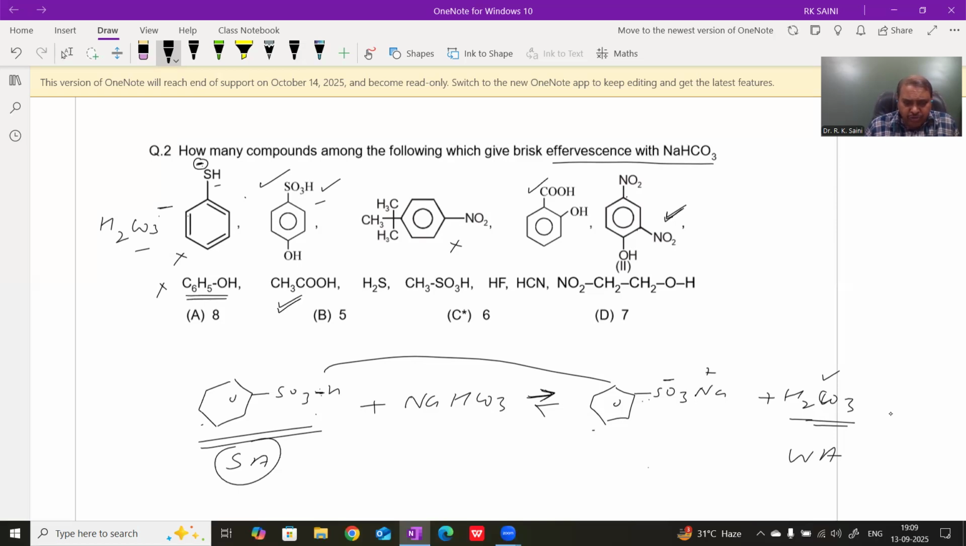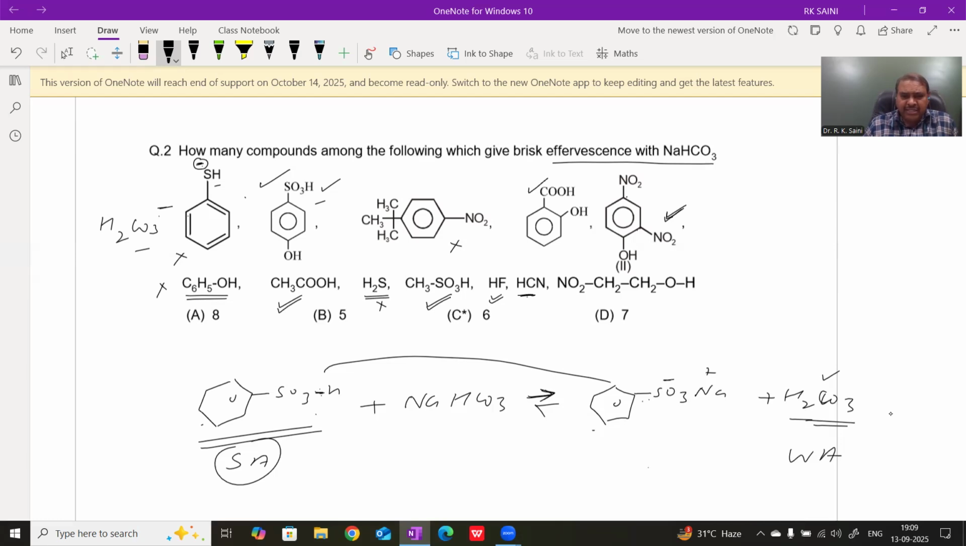Acetic acid is also strong because there are two resonating structures as well as the negative charge dispersed at oxygen, and no repulsion between carbon and the carbon of methyl. H2S is a weak acid, so it does not evolve. Sulfonic acid evolves. HF also evolves.